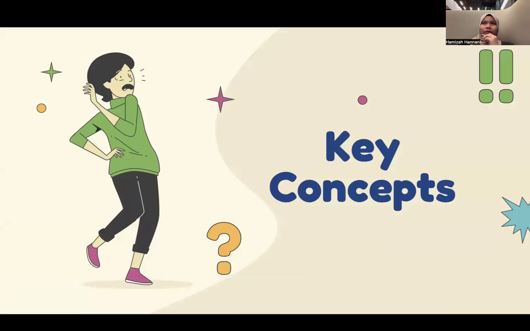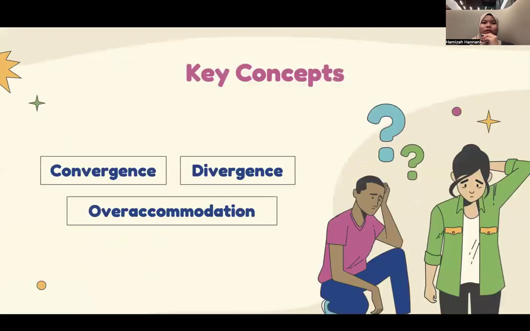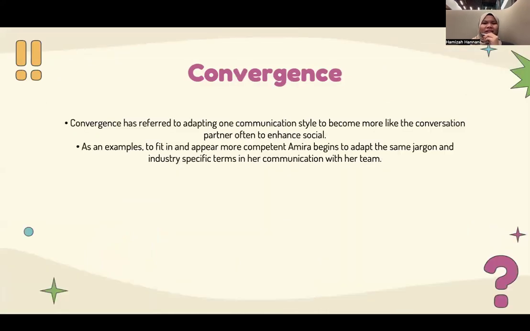So the key concept of communication accommodation theory is convergence, divergence, and over accommodation. So what is convergence? Convergence refers to adapting one's communication style to become more like the conversation partner, often to enhance social connection. As an example, to fit in and appear more competent.